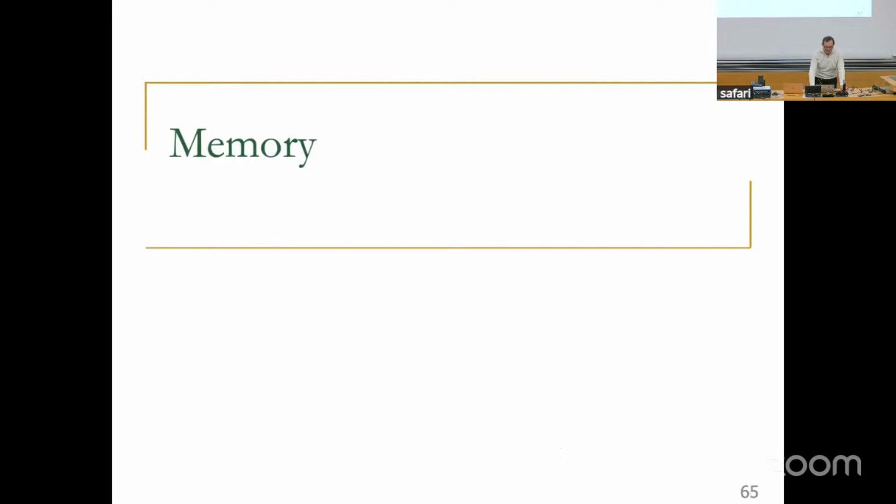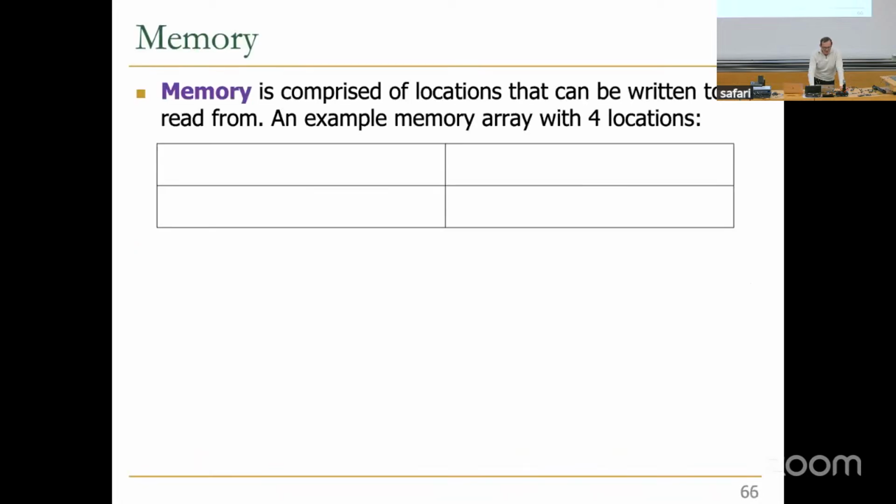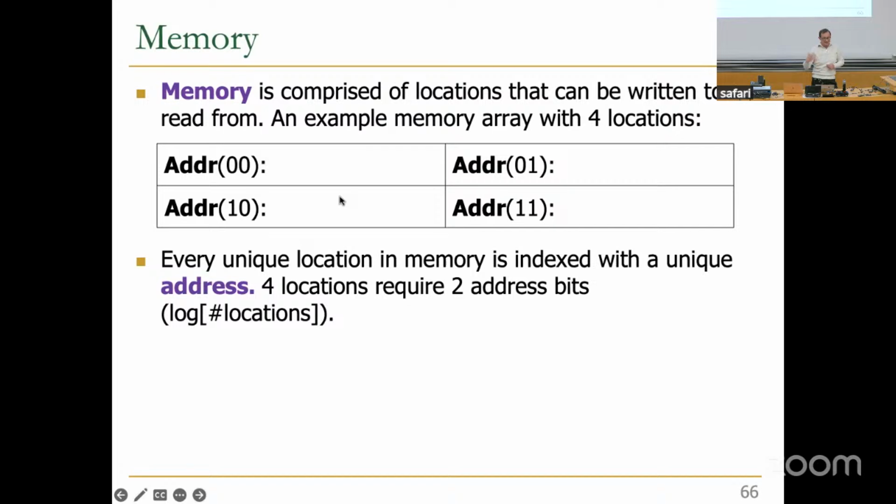I kind of explained it. But before we build that memory, what is memory? Memory is really comprised of locations that can be written to or read from. An example memory array with 4 locations may look like this. Logically, you can see basically 4 locations require 2 bits of address: 00, 01, 10, 11. Every unique location in memory is indexed or addressed with a unique address. 4 locations require 2 address bits because you need log base 2 of the number of locations, right?